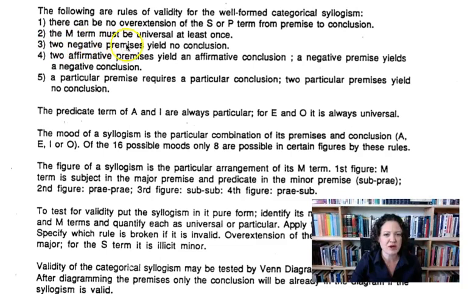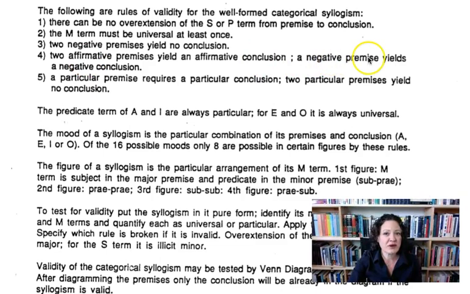So two negative premises yields no conclusion. The negative premises are anything that's an E or an O. So if we have an E and an O in a premise, we're not going to have a valid argument, and the conclusion is going to not follow logically. So we can rule out the two negative premises. Two affirmative premises yield an affirmative conclusion. So if we have an A and an A, or an A and an I, or an I and an I, we're going to have an affirmative conclusion when we have two.